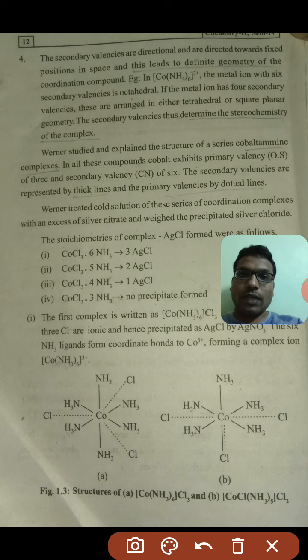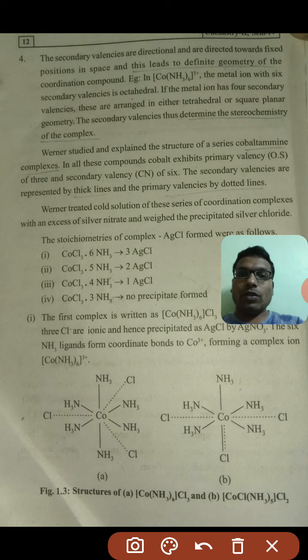The secondary valencies are directed towards fixed positions in space. Why? Because they are directional and non-ionizable, as we just discussed. By this, we can define the geometry of the coordination compounds.